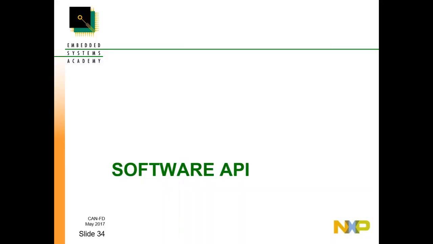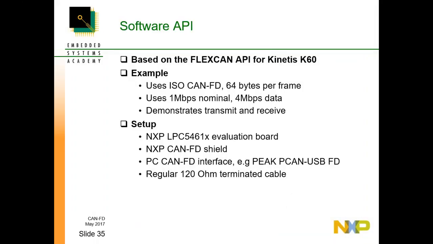So I will now cover the API that has been developed for this microcontroller family to ease software development. The API is based on the FlexCAN API for the Kinetis K60. So if an engineer has used that before, then hopefully the migration path will be smooth and painless. Some changes were made to accommodate the differences in the CAN controllers, and most of the changes relate to how the message filtering is configured.